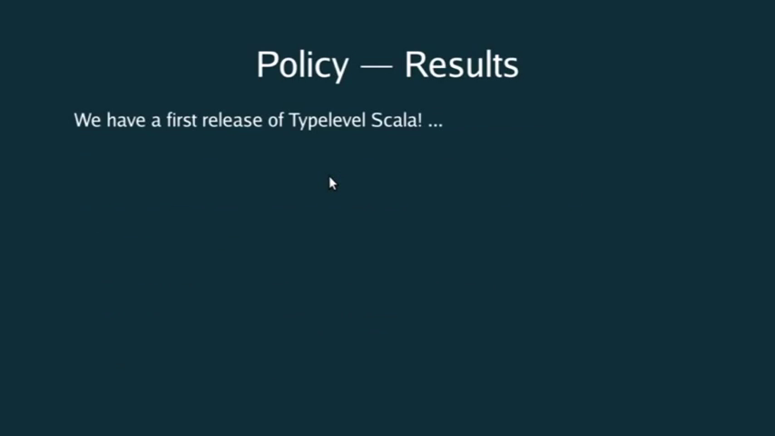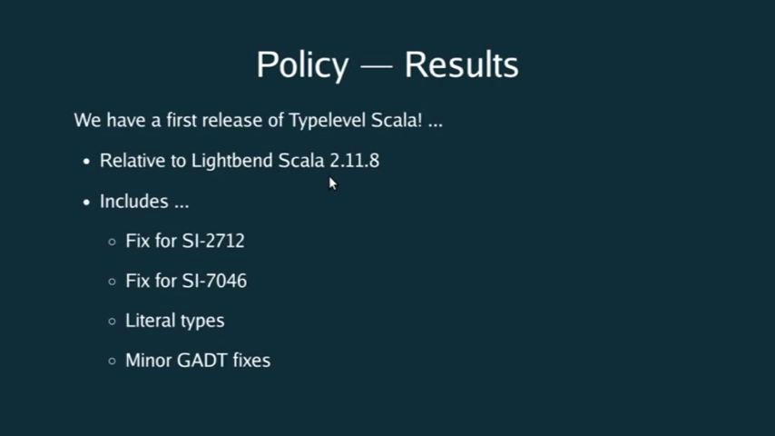Okay, so what's the result? We've had Typelevel Scala for 2.11.8. It includes a fix for SI2712, a fix for SI7046, which I'll do a quick demo of, and an implementation of the literal types. This is SIP23, otherwise known as 42.type, and some minor fixes to GADTs, which are of interest, but I'm not going to talk about them more now.